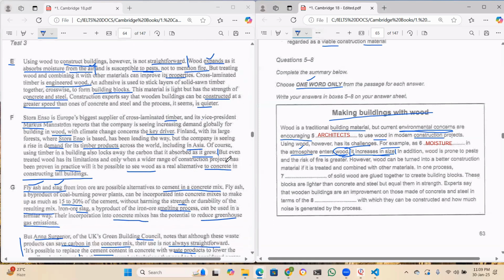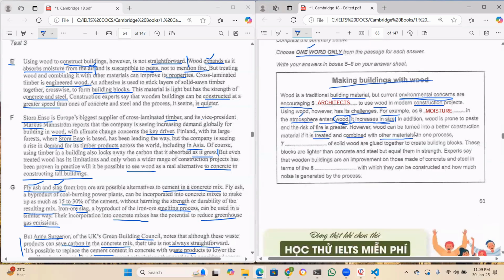Okay. Next. So in addition, wood is prone to pests and great risk of fire. Okay. So these are the pest and fire here. Next. However, wood can be turned into a better construction material if it is treated and combined with other materials. Okay. Next. In one process, a dash of solid wood are glued together to create building blocks. Okay, he's talking about solid wood glued together and building blocks. Where is this sentence here? That's what I am trying to catch.